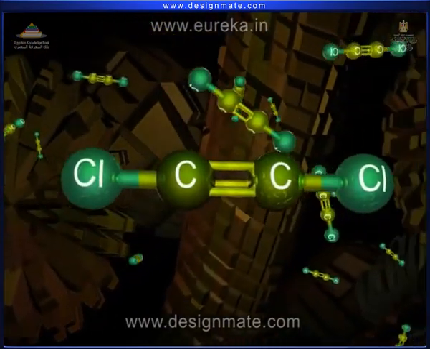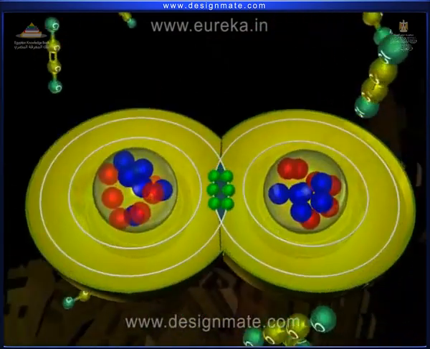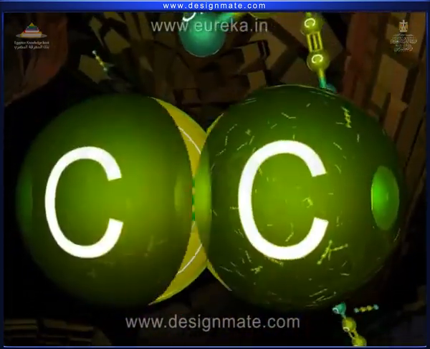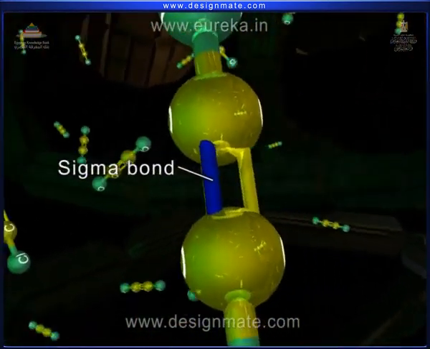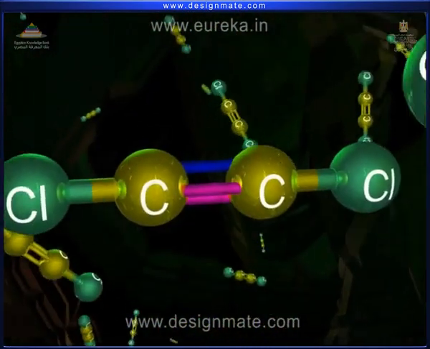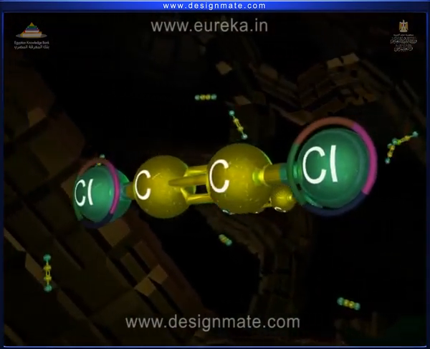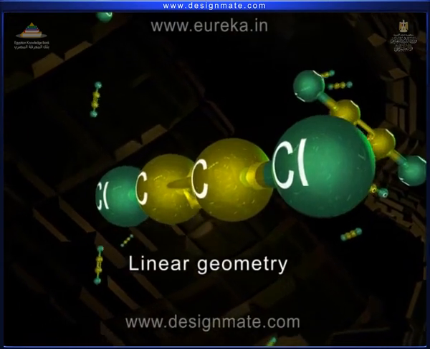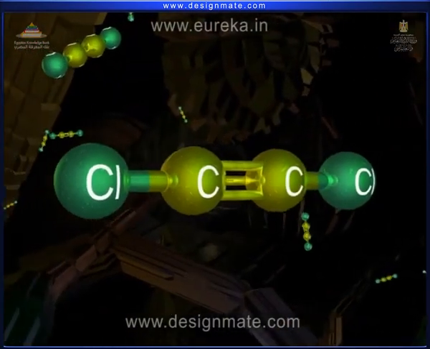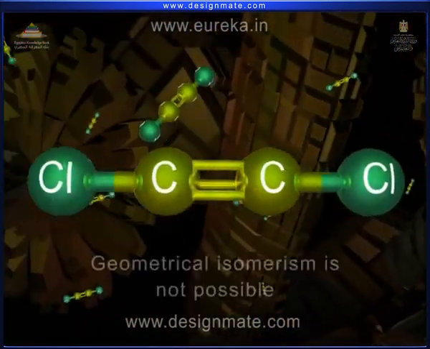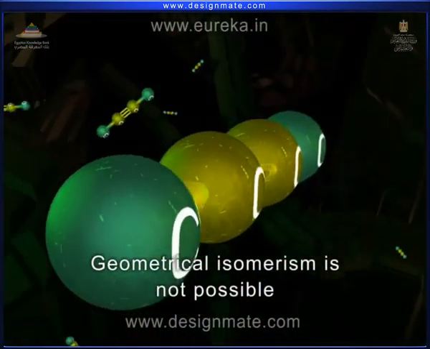In unsaturated hydrocarbon, like 1,2-dichloroethyne, each carbon atom shares 3 electrons to form a carbon-carbon triple bond. Out of these, one is a sigma bond, while the remaining 2 are pi bonds. At the same time, only one chlorine atom is attached to each of the carbon atoms, and geometry of the molecule is linear. Here, none of the necessary conditions for geometrical isomerism are satisfied. Thus, geometrical isomerism is not possible in unsaturated hydrocarbons like alkynes.